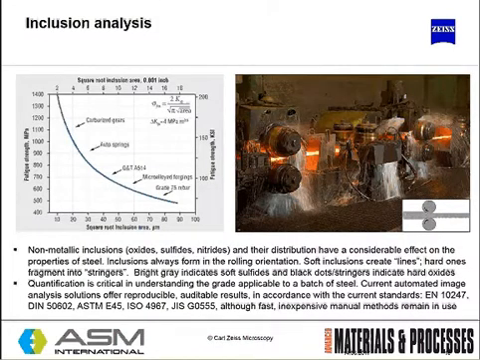Once you have measured the inclusions, that will determine the grade of the steel. Non-metallic inclusions are typically oxides, sulfides, and nitrides, and their distribution will have a considerable effect on the properties of the steel. Inclusions always form in the rolling orientation for fairly obvious reasons. Soft inclusions will create lines, and hard ones will fragment into stringers, which are fragments of the original inclusion broken up in the rolling orientation.